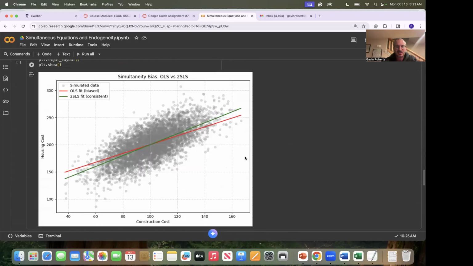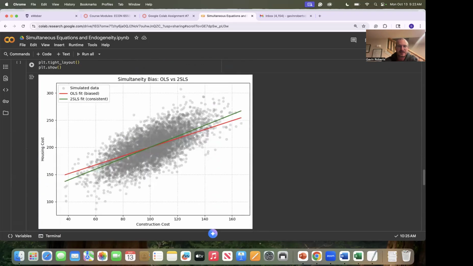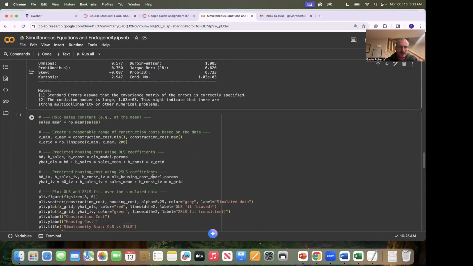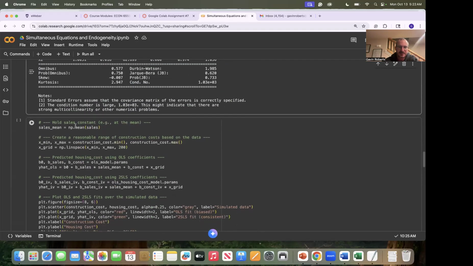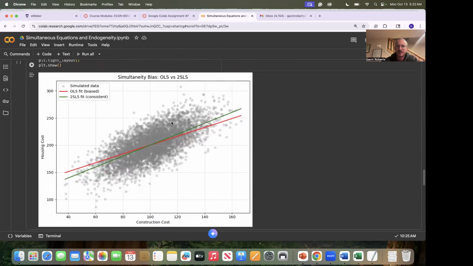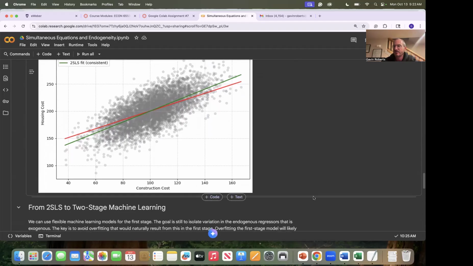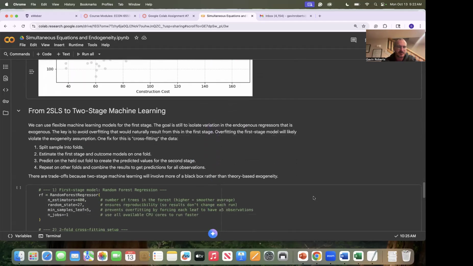Now, to make this chart, I wanted to point out that because we have a multivariable regression with sales and construction costs in it, we needed to hold sales constant in order to make this chart. So we're just holding sales constant at the mean right here. I thought that was a cool way to express this, because some of you might be doing something where you're fixing bias, and you can compare the two different relationships nicely for your viewer in that way.